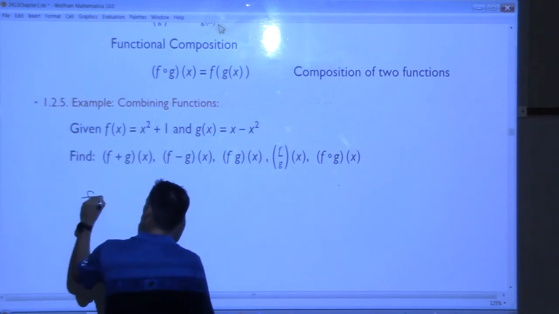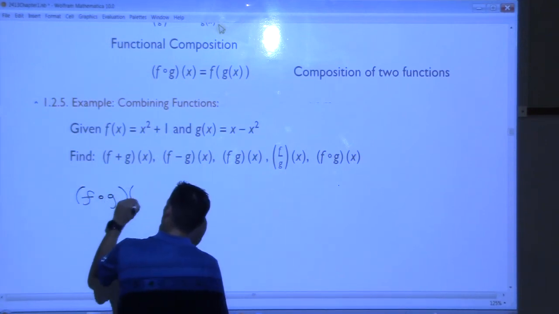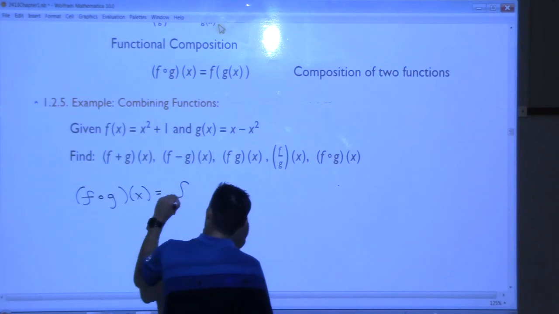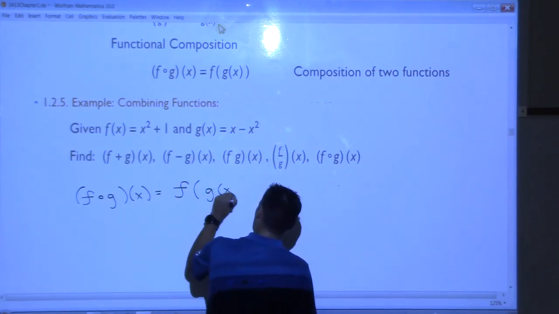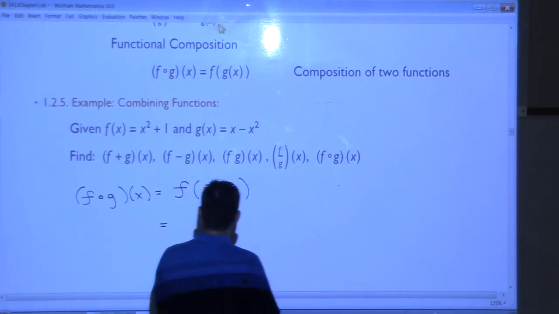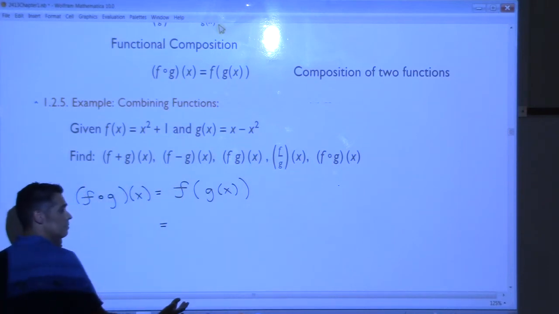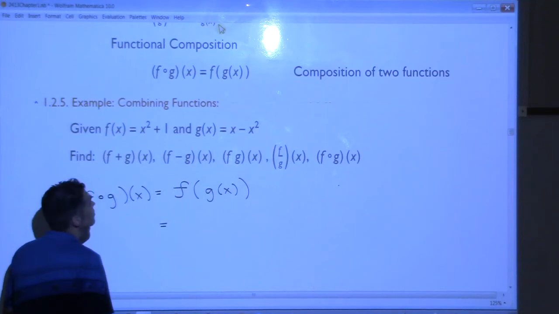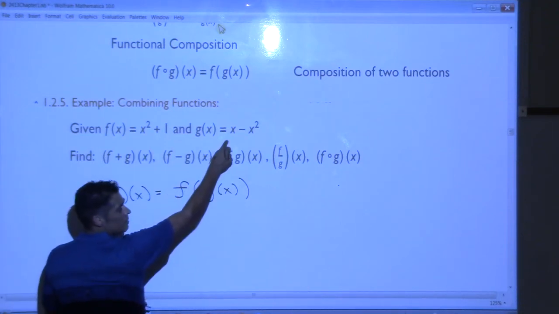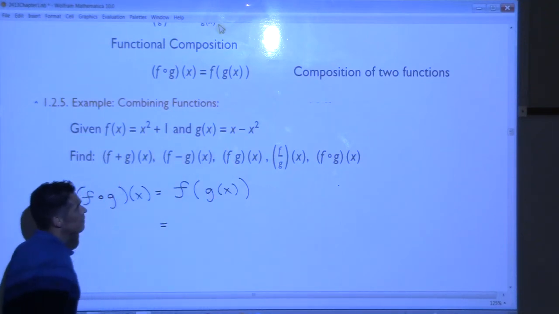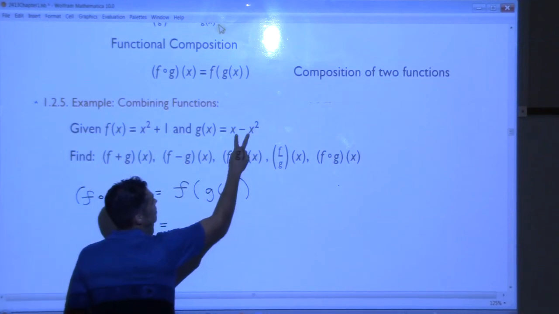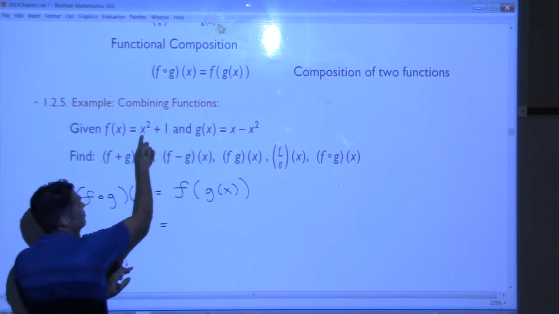Okay, so I'm going to write down f of g of x. That's the way we say it. And the definition of this is that you're going to take f and inside you're going to plug g, right? Okay. So when you start this, what would you do? So here's f and here's g. Okay, I'm giving that to you. You would plug in x minus x squared, where the x squared is. Into that x squared right there.